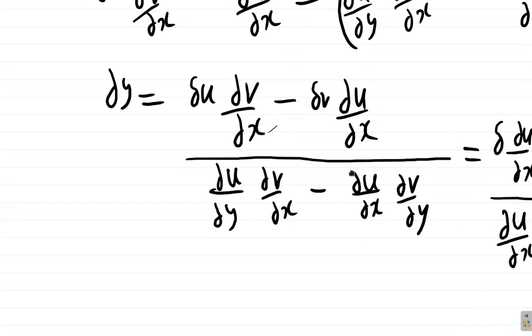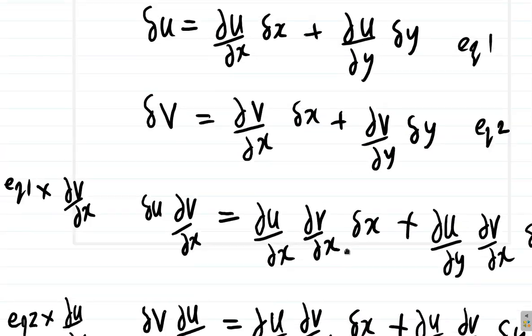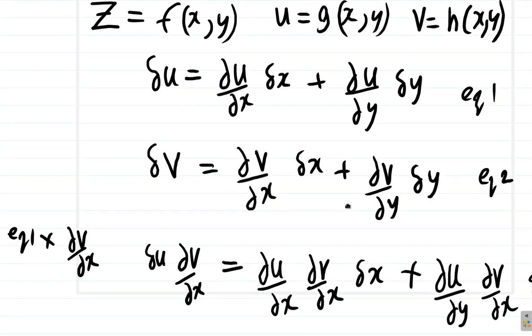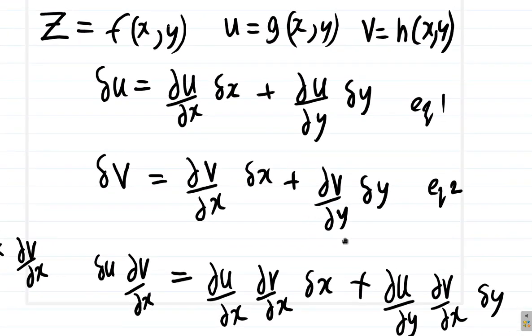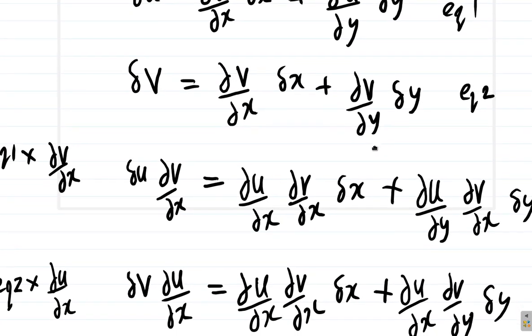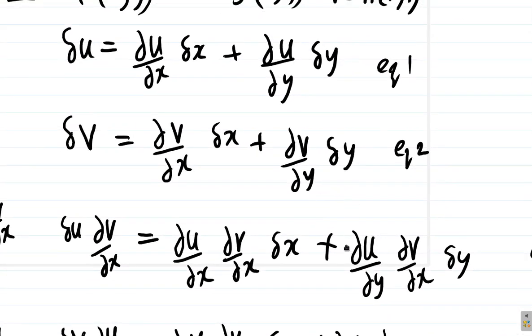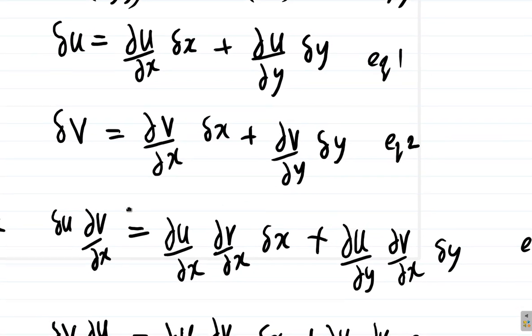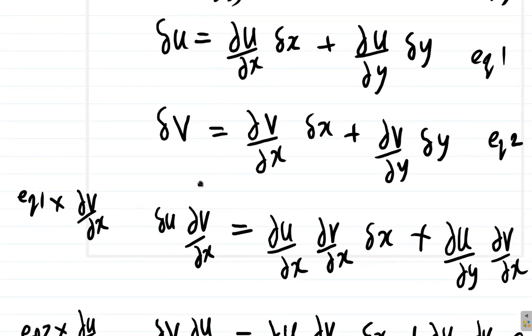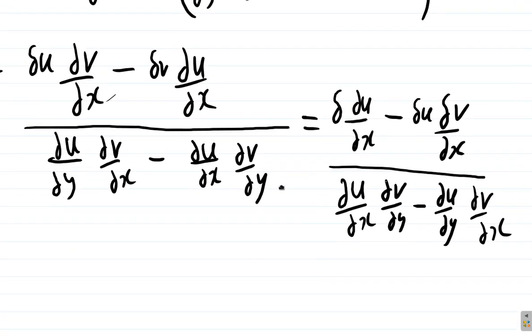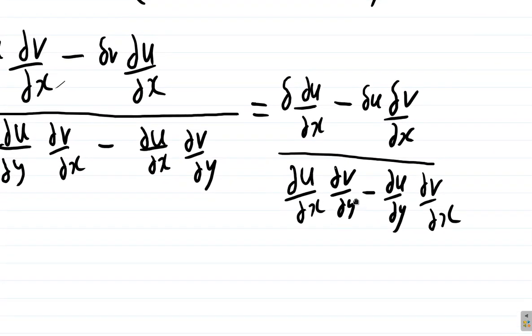Now, let's go back here. And this time, we're going to make a little change to it. We're going to multiply equation 1 by delta V by delta Y, and then equation 2 by delta U by delta Y, in order to eliminate delta Y and find delta X, because what we found a while ago, this is really delta Y.